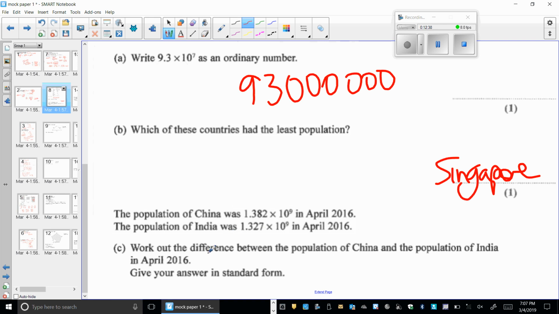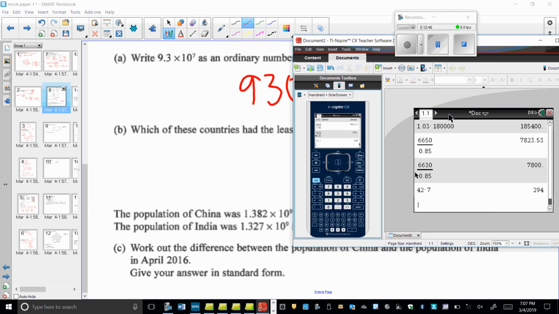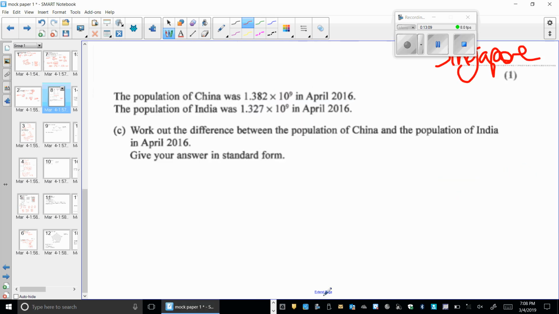The population. So we're working out the difference. Difference means subtraction. And remember, you can just enter standard form numbers in your calculator. So 1.382. This button here, the EE, saves you from having to multiply times 10 to the power. So that's E9, subtract 1.327 E9. So that's 5.5 times 10 to the 7. Your calculator did all that for you.